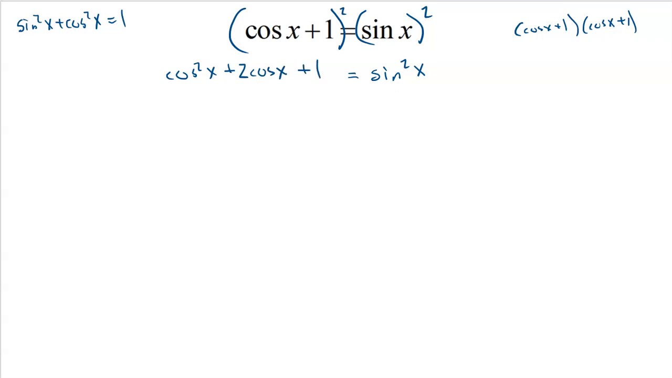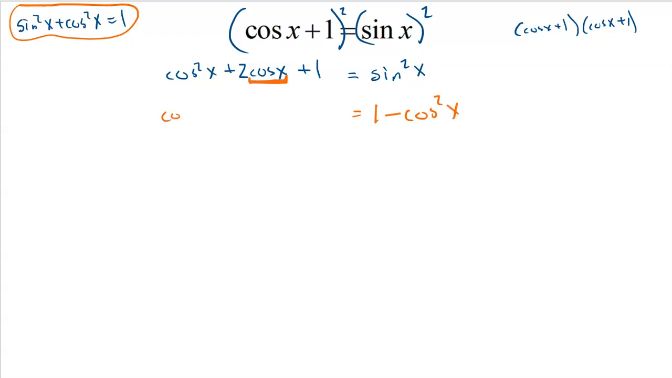So now I'm at a point where I do have squares. And this is good because if I have squares, I can make replacements using this Pythagorean identity. But which do I want to replace, the cosine squared or the sine squared? Well, I want to replace the sine squared, because I still have a regular cosine, and you cannot use the Pythagorean identity on a regular cosine, only a cosine squared. If I change the cosine squared to sine squared, I would still have that cosine sitting around that I can't change. So that's why I'd rather change the sine squared, making it 1 minus cosine squared.